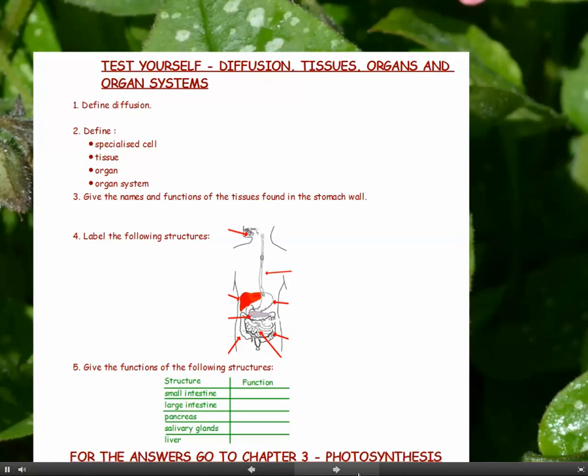Okay, that's the end of that chapter. Here's some test questions to check your understanding.